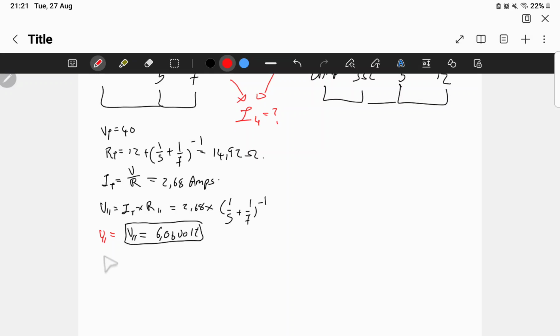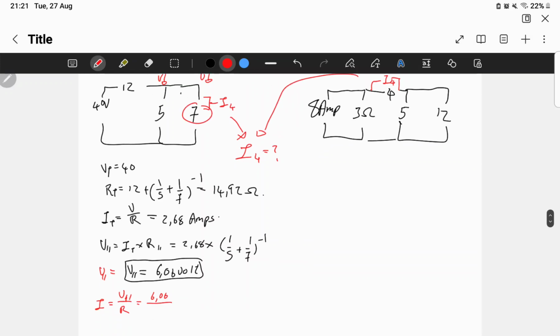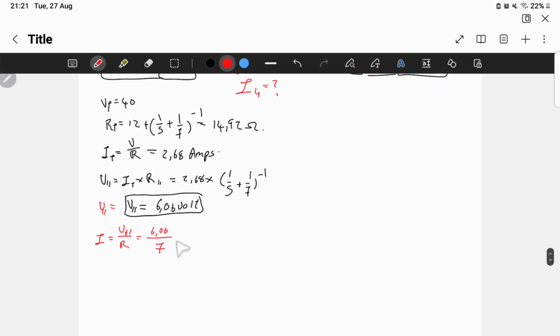So therefore we're going to find the current, and our current is equal to voltage over resistor, which is 6,06 over the resistor, which is 7, and then we get an answer of 0,866 amps. So that is our current.